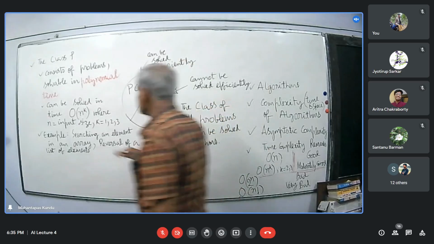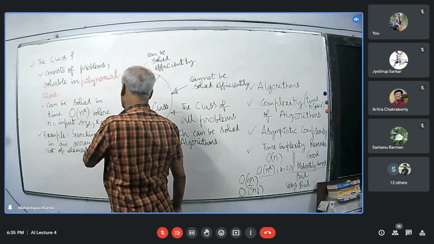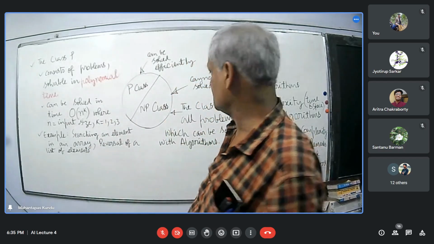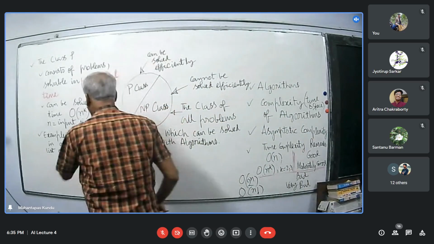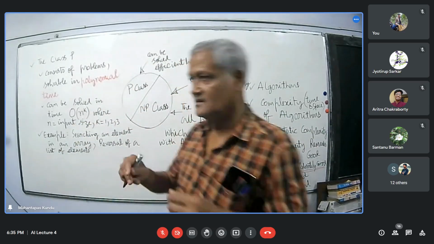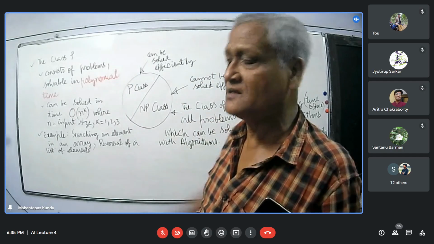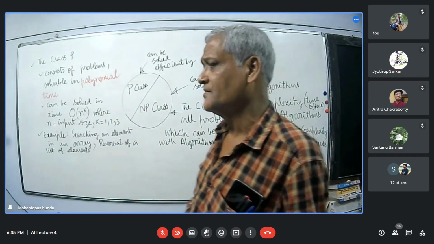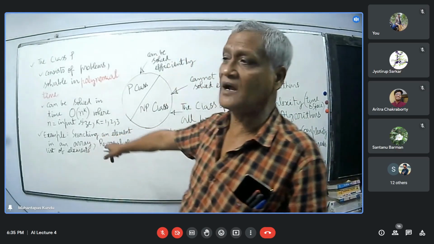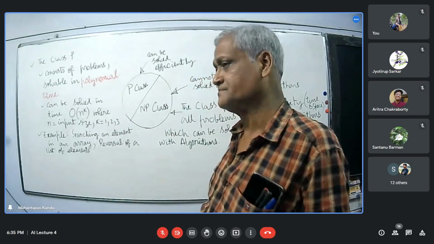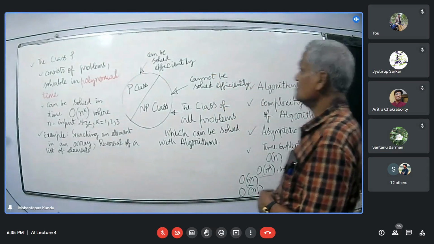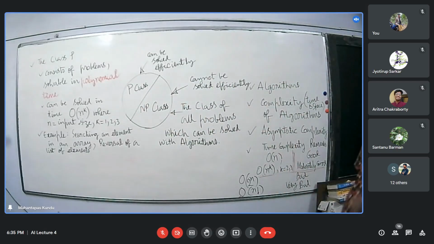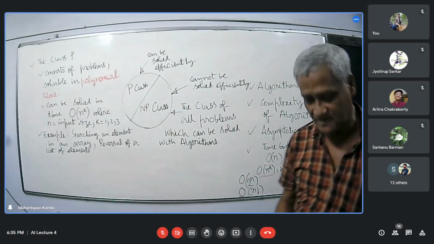And the examples of such problems are searching an element in an array, which I discussed in the first class, reversal of a list of elements. This I also discussed in the last class, and I also computed the time complexities for this algorithm. So this is about P class of problems, and such class of problems can be solved efficiently.